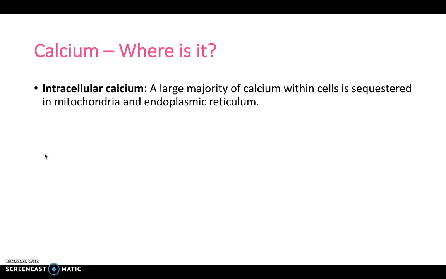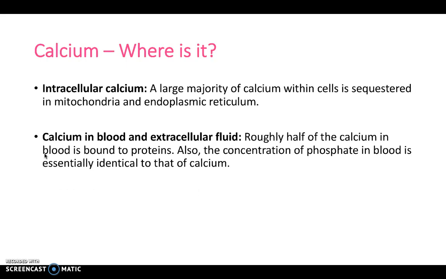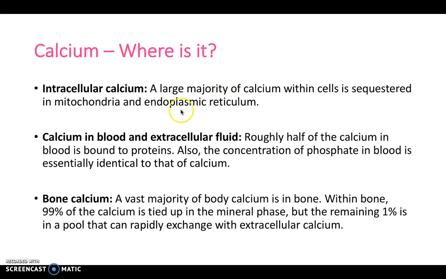But where is this calcium? Well, there are several locations for calcium, so it could be intracellular, and this is where a large majority of calcium within cells is found, in mitochondria and endoplasmic reticulum. Calcium in blood and extracellular fluid, around half of calcium in blood is bound to proteins, and the concentration of phosphate in blood is essentially identical to that of calcium. There's a learning point to remember there.